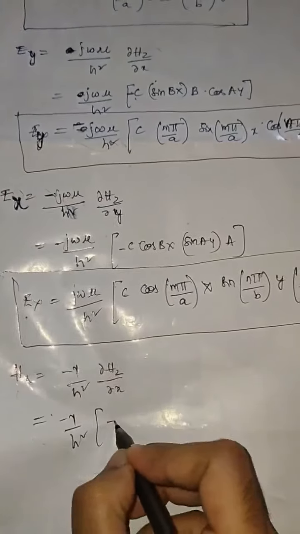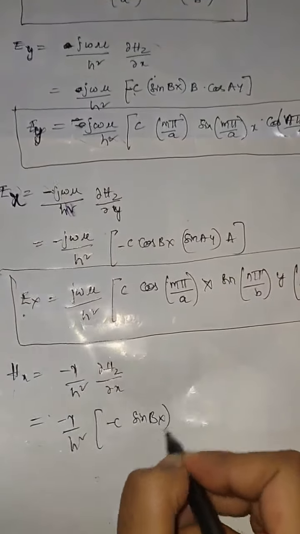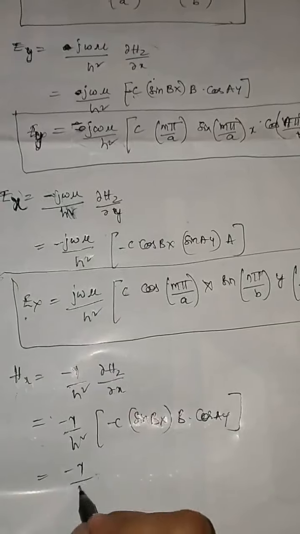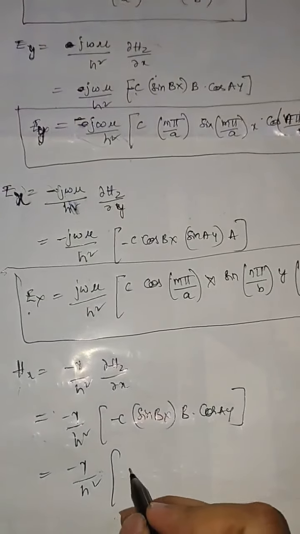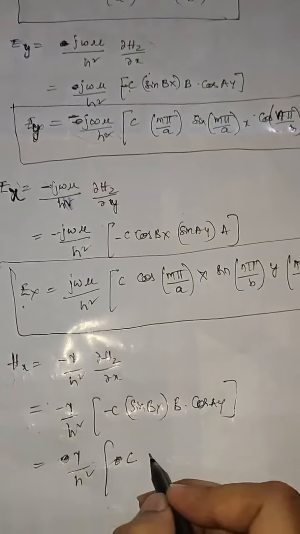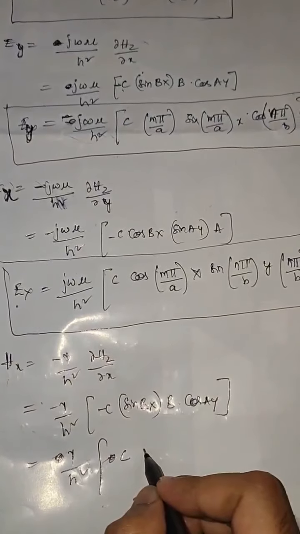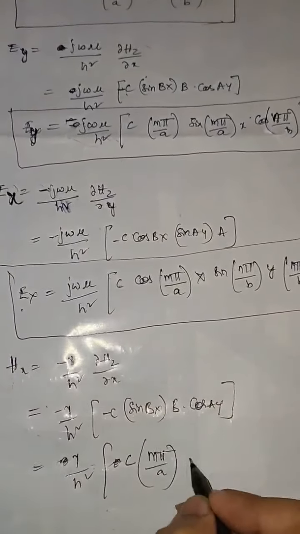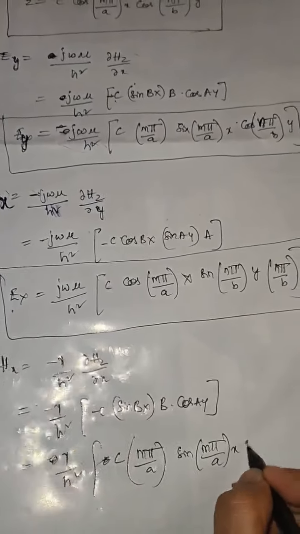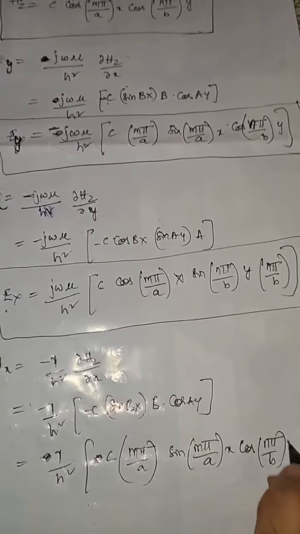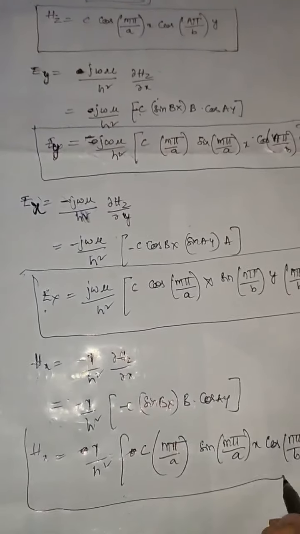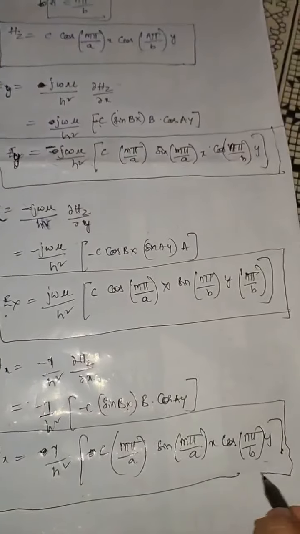So gamma by h square, which is minus c sin bx multiplied with b cos ay. So minus gamma by h square, and I am directly finding it here. Minus into minus plus. So c sin bx, where b is nothing but m pi by a, gives m pi by a x cos of n pi by b y. So this is the value for Hx.